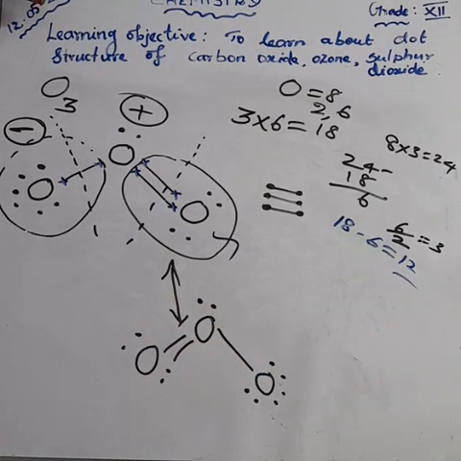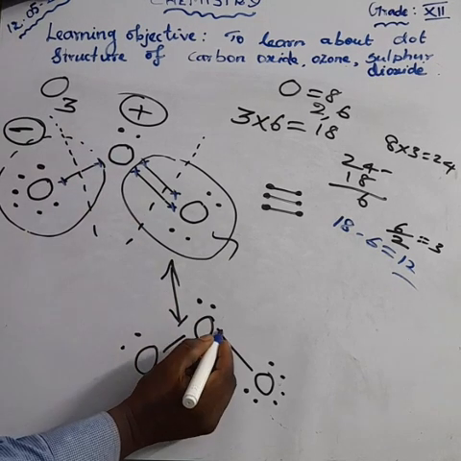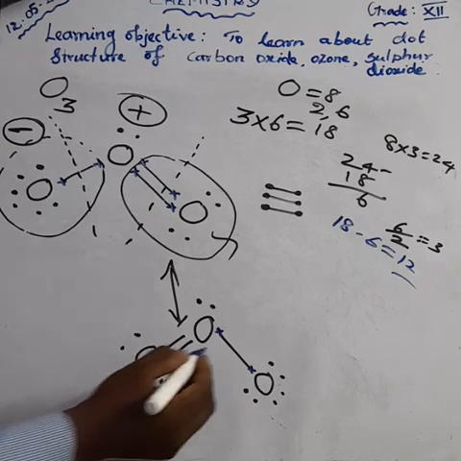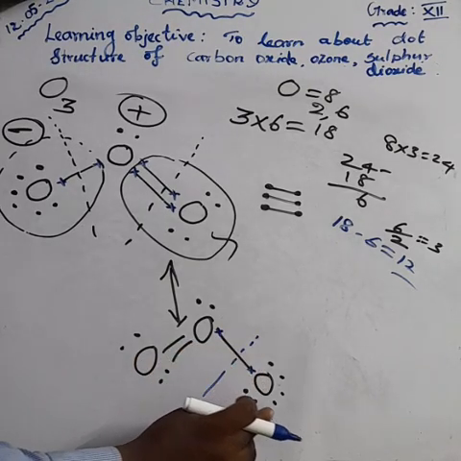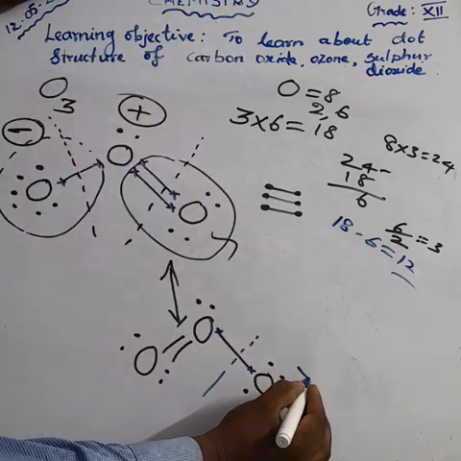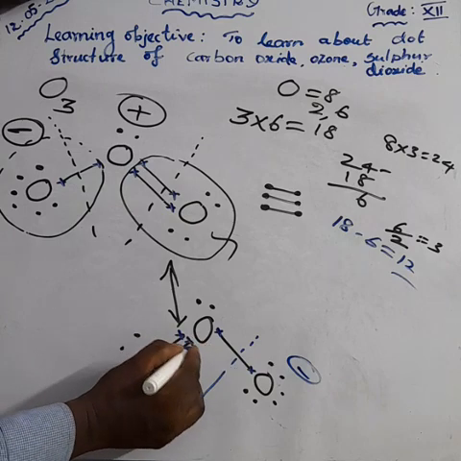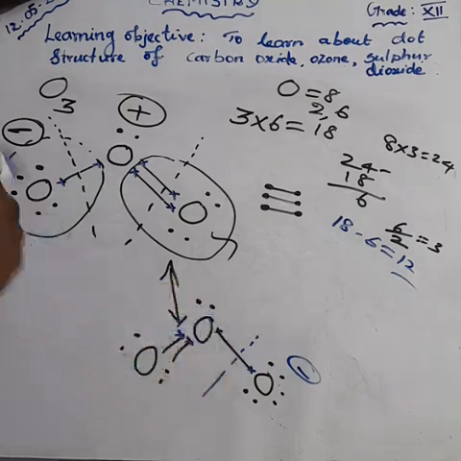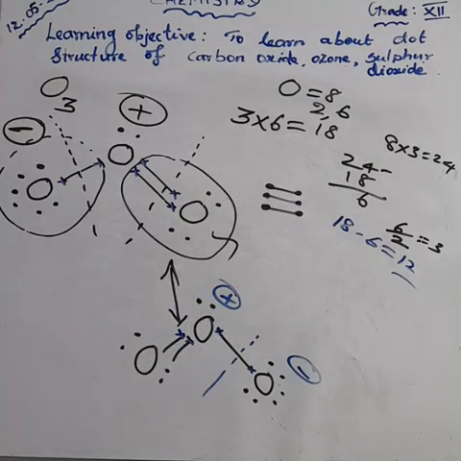Then find the charge. Sorry, find the charge of the molecule. Here, how many electrons does it have? 1, 2, 3, 4, 5, 6, 7. 7 having, so excess electron, we give a minus charge. Here having 1, 2, 3, 4, 5, a shortage, so we give a plus charge. Okay. This is about the ozone structure.